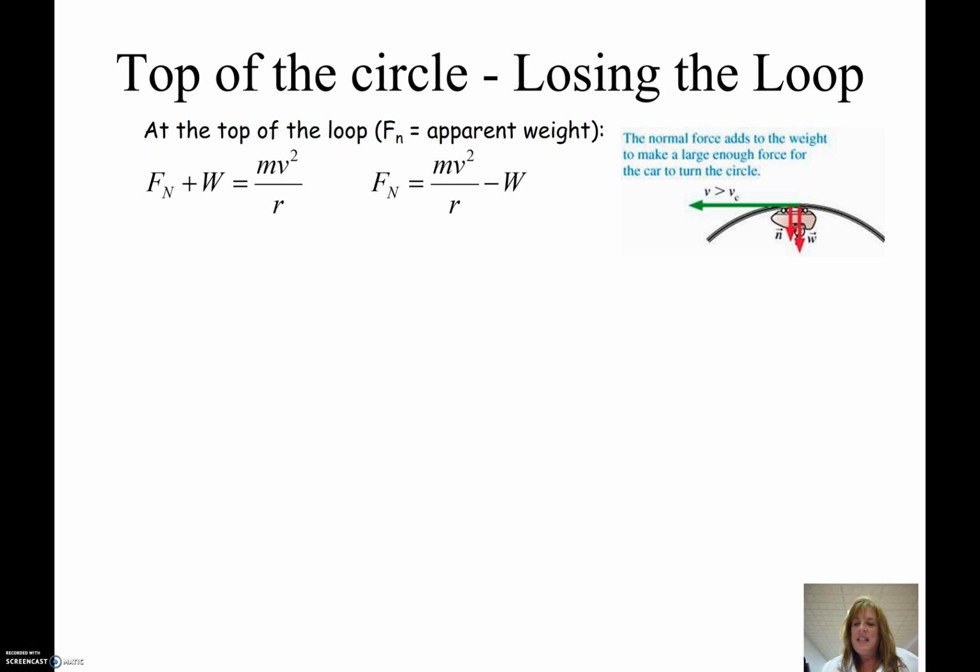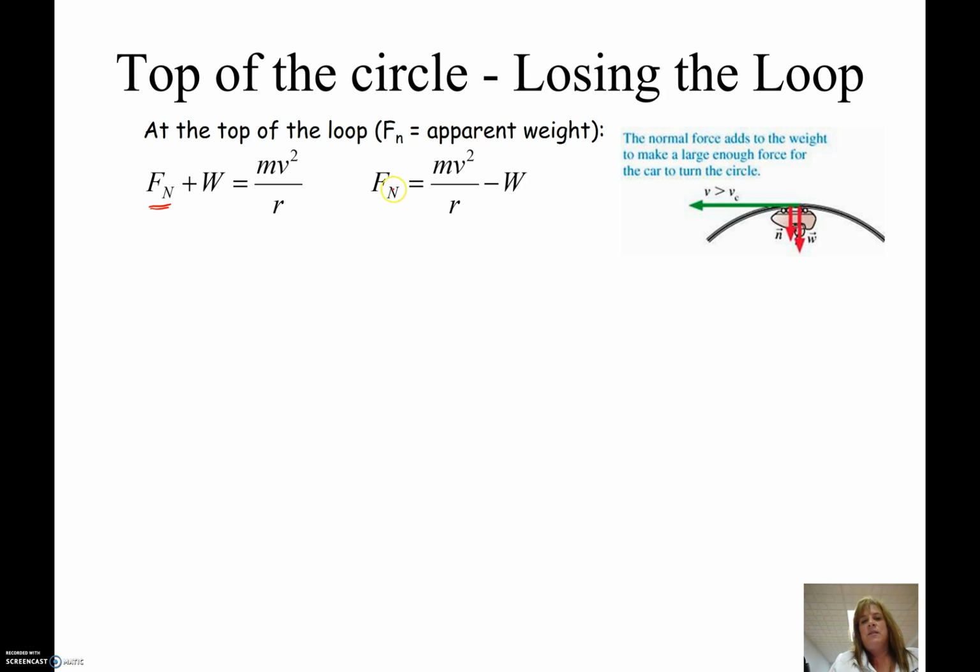So if we go back to that equation that I wrote for the tension force, we're just going to substitute in normal force. Now remember, sometimes we call the normal force your apparent weight. It's like apparently how you feel, like we talked about in terms of being in an elevator.